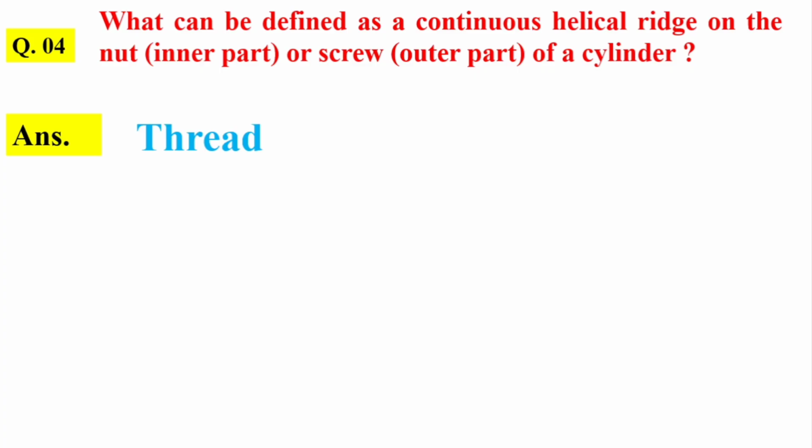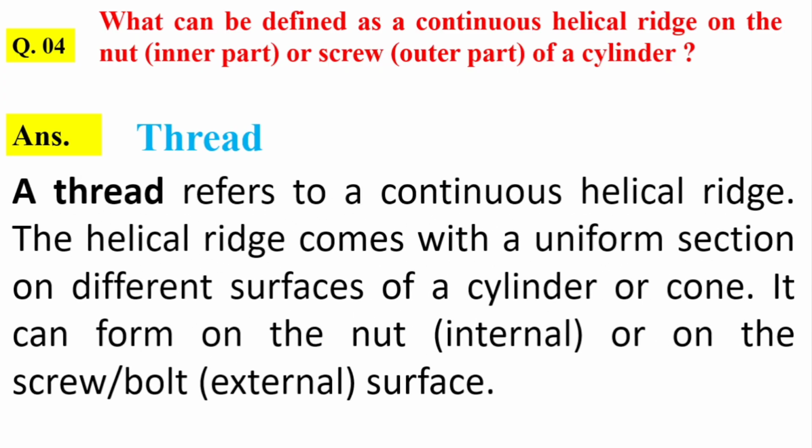Thread can be defined as a continuous helical ridge on a nut inner part or screw outer part of a cylinder. That is a thread. Because a nut and bolt has a threading made on it, which is a continuous ridge. It is a helical ridge on a nut inner part and screw outer part of the cylinder. That is a thread. A thread refers to a continuous helical ridge. The helical ridge comes with uniform sections on a different surface of a cylinder. It can form on the nut internal or the screw bolt external surface.